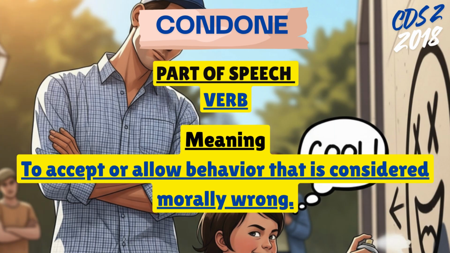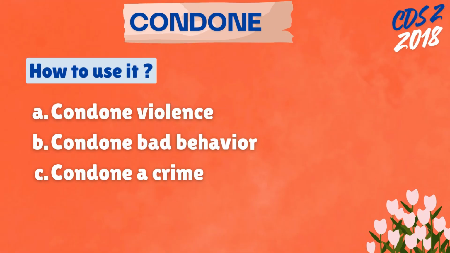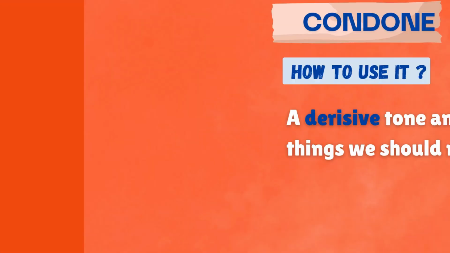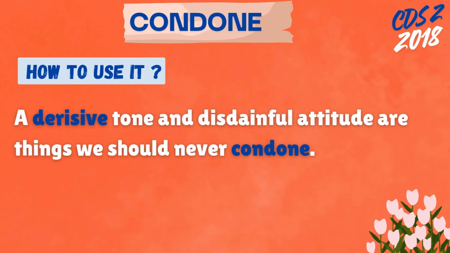This word means to accept or allow behavior that is considered morally wrong or offensive to continue. This word condone is a verb, and here are a few collocations through which you can get an idea how to use this word in real life. Like condone violence, condone bad behavior, condone a crime. Here is how you can use this word in a sentence too. A derisive tone and disdainful attitude are things we should never condone.